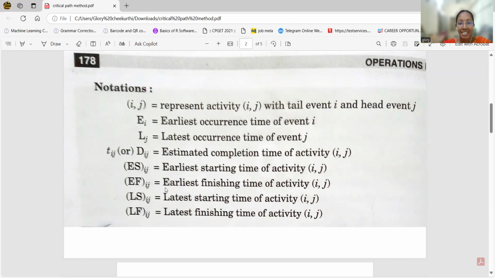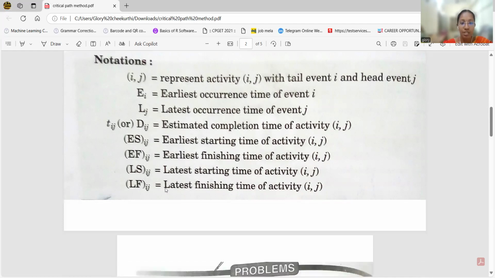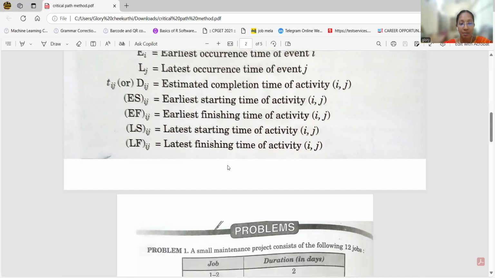E_i is the earliest occurrence time of an event, and we find E_i using the forward pass calculation method. L_j is the latest occurrence time of event j, and we find L_j using the backward pass calculation method. T_ij means the time duration to complete the activity. ES_ij means the earliest starting time of an activity. EF_ij means the earliest finishing time of an activity. LS_ij means the latest starting time of the activity. LF_ij means the latest finishing time of an activity.